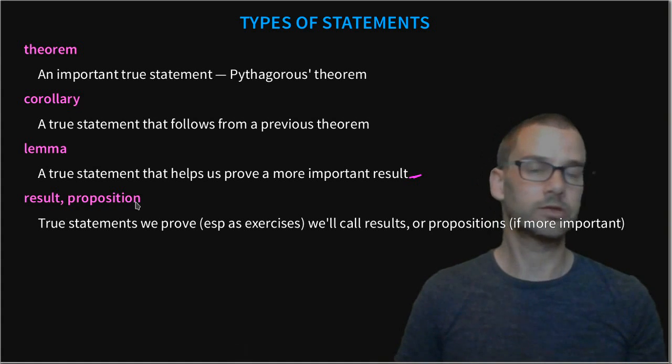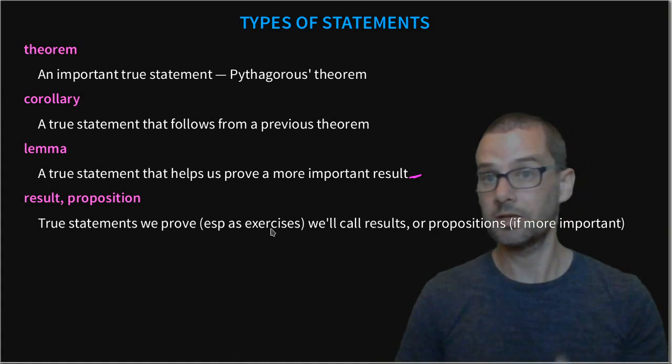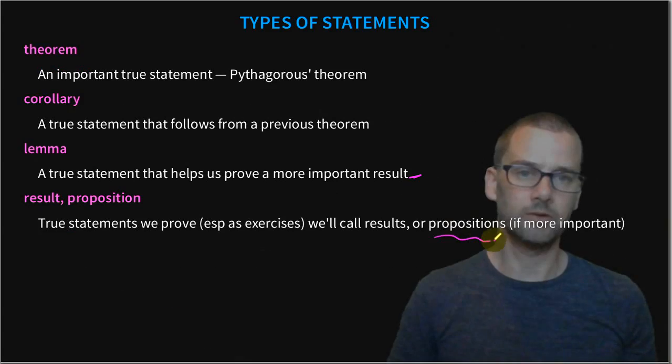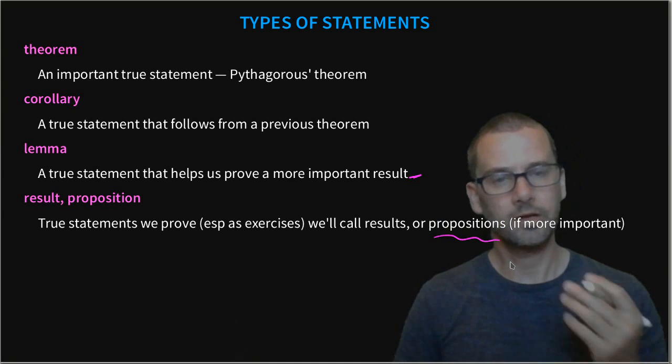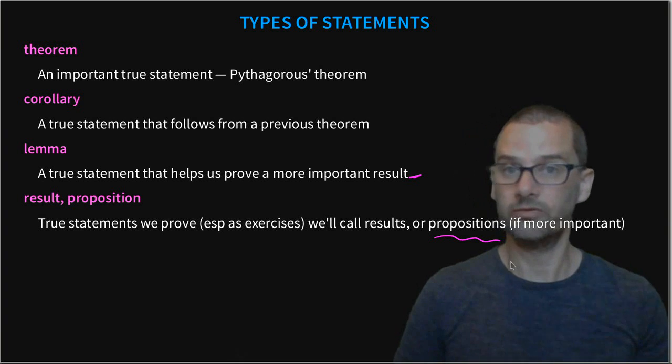And finally, a lot of what we do will just be results that we're proving to practice proving. So we'll call these results or propositions, and these will be true statements that we prove, especially as exercises or demonstrations, examples, that we'll call results, and maybe if they're a little bit more important, we'll call it a proposition. And so the idea of these is just things that we're going to prove to get practice proving things. Okay?